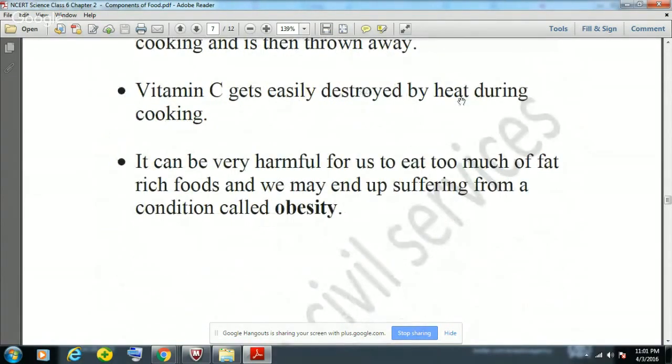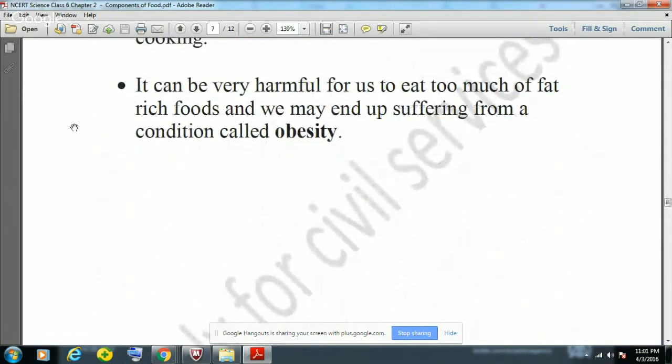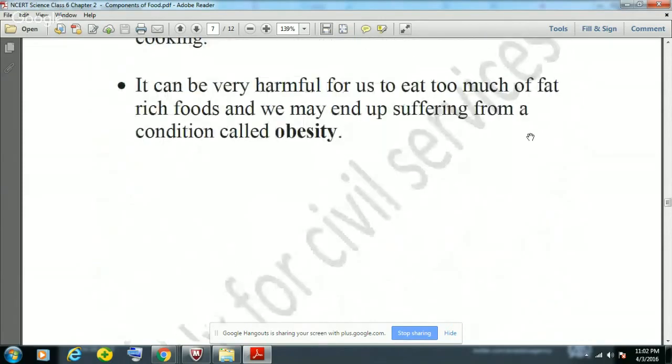Vitamin C gets easily destroyed by heat during cooking. These are some of the facts, and like we have already discussed, fat gives much more energy than carbohydrate. So some people may think, why don't we just eat fat-rich food? But it can be very harmful for us to eat too much fat-rich food, and we may end up suffering from a condition called obesity, and we will become fat.